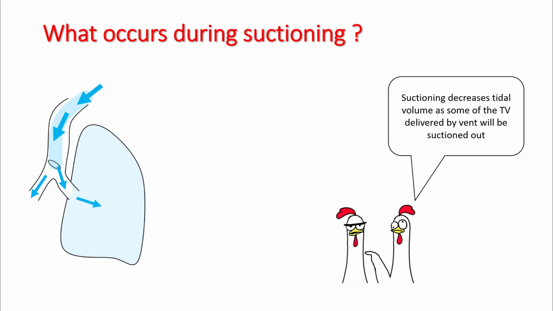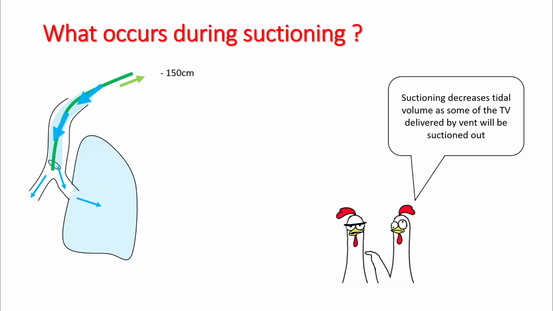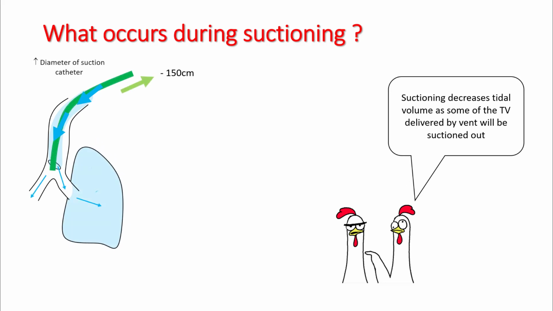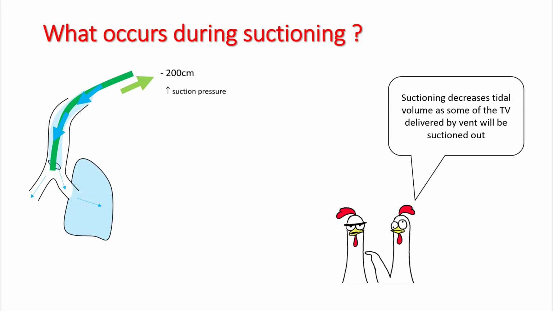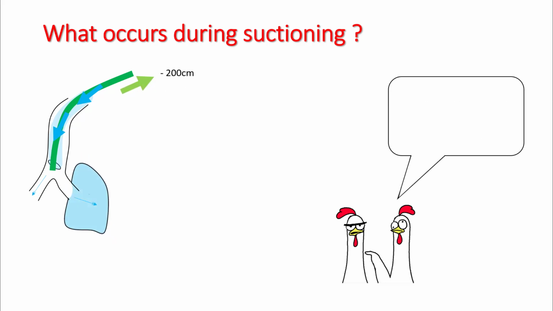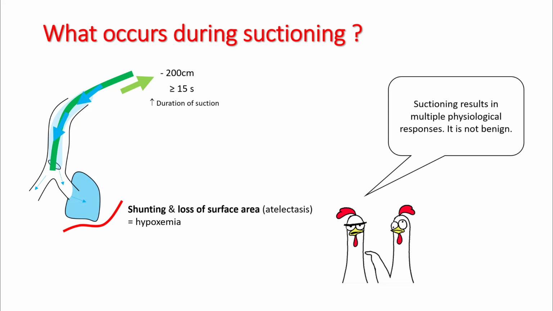When the patient is on the ventilator, they are delivered definite tidal volume. However, when you suction, you remove some part of the air during the suctioning. So part of the air does not reach the alveoli, and this would increase with increasing the diameter of suction catheter or increasing negative suction pressure and increasing the duration of suction.